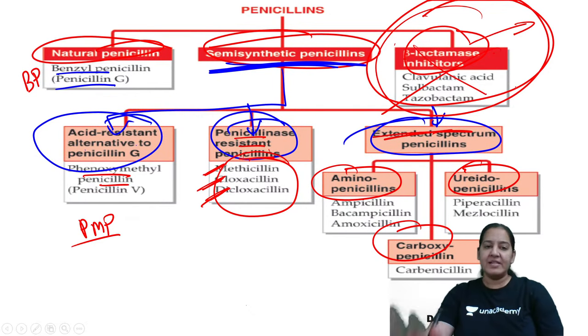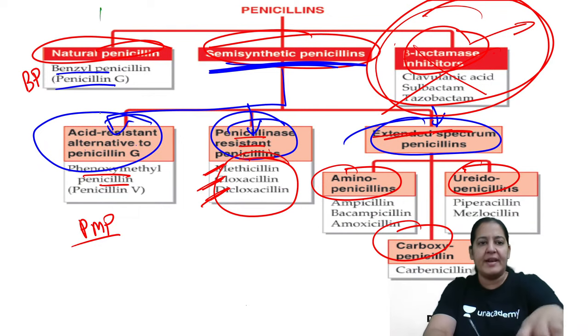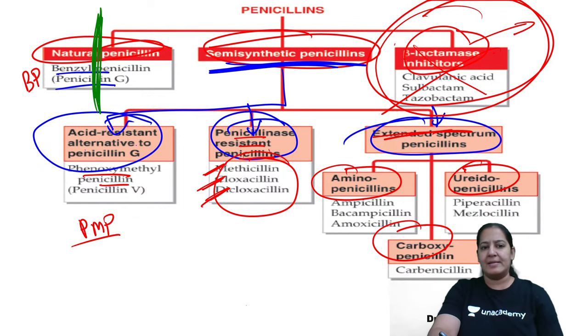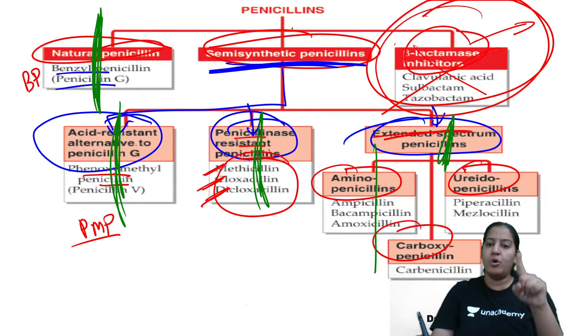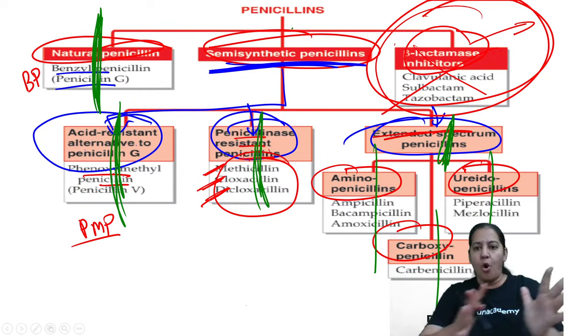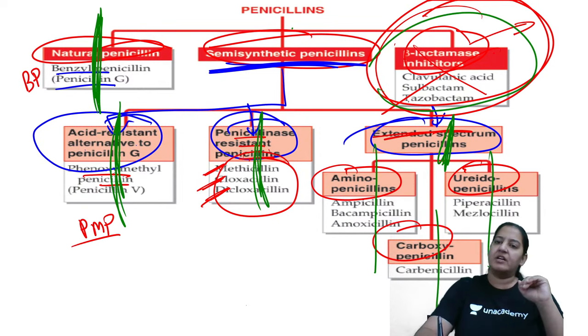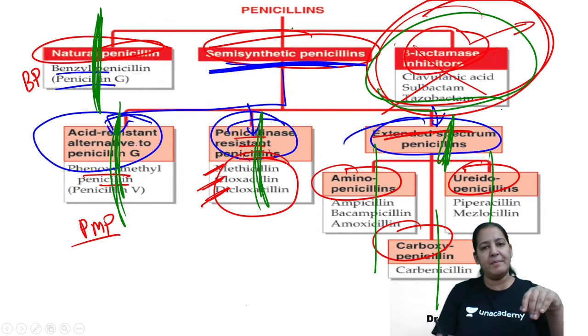So currently, first of all, I will teach you in this session the natural penicillin, everything about natural penicillin. After that, in the semi-synthetic, I will teach you the acid-resistant one. Then I will teach you the penicillinase-resistant one, and then the extended one. In the extended also, I will teach you amino, carboxy, ureido. So I will teach you all these penicillins. Everyone give me a thumbs up. That will be my sequence.